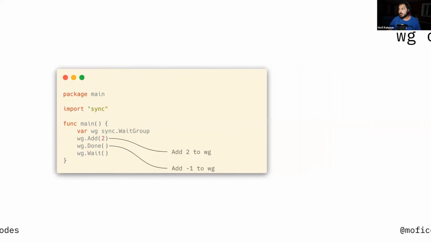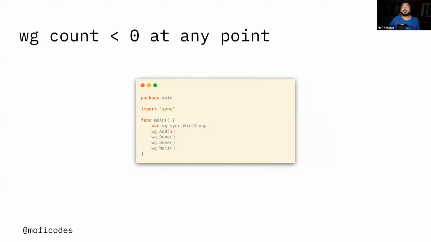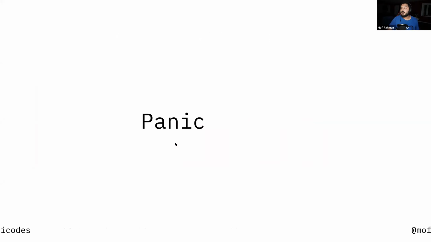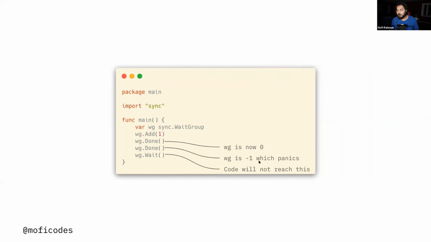Your code deadlocks. What if the wait group count is negative, less than 0 at any point? For this example, you have added 1, called done once, and called done again. So I added -1 twice. At this point in the code, your wait group is a negative number. That would immediately panic. So again, 0, then -1, which will panic. Your code will never reach this line, so you'll never actually wait. Your code will immediately panic.